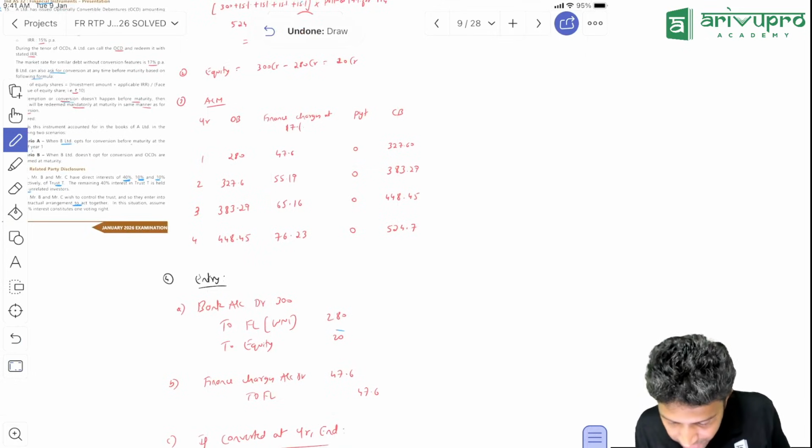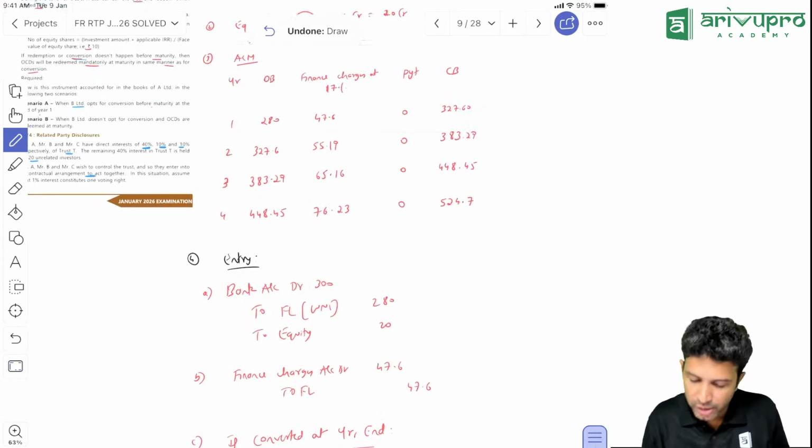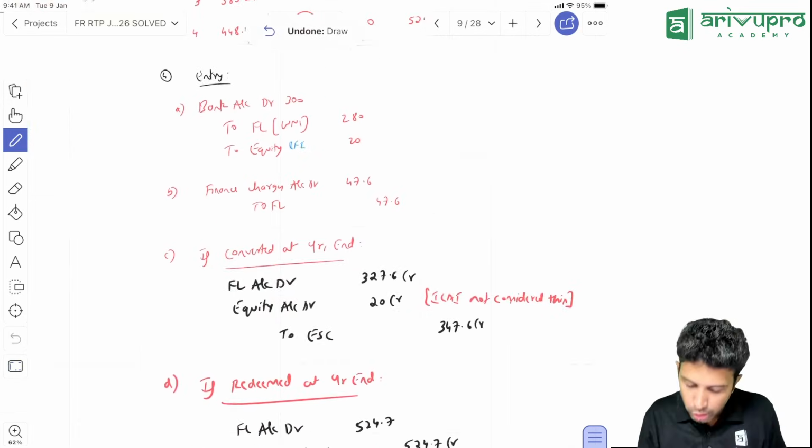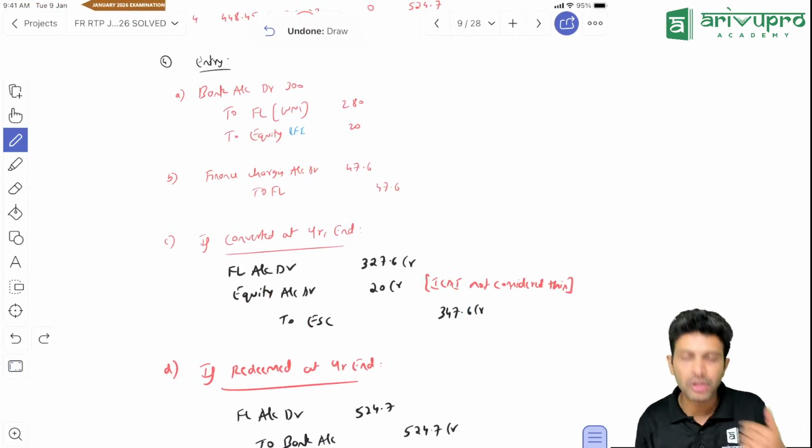But you also have... Here, no, it's a compound financial instrument. You also had the equity portion of the compound financial instrument, which you recognized for 20, right? This also, I feel, should be released to equity share capital. That's how we do it, right?